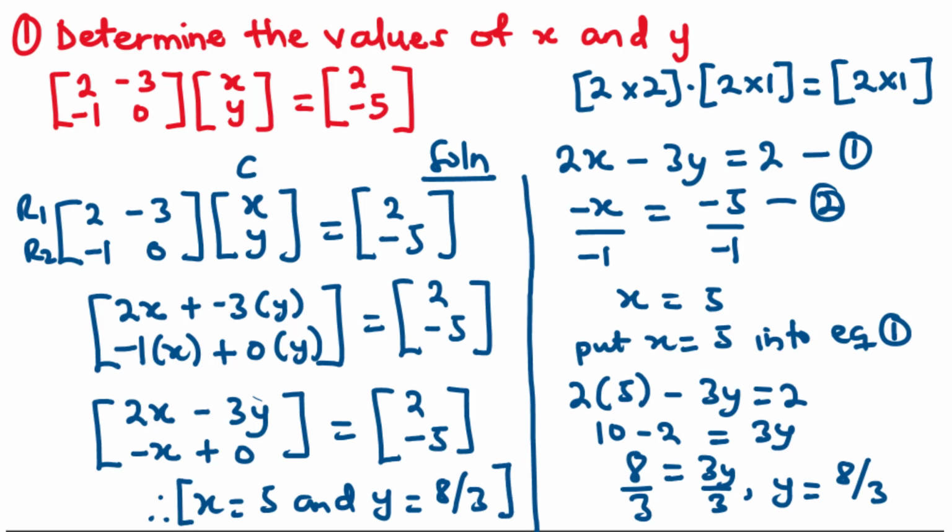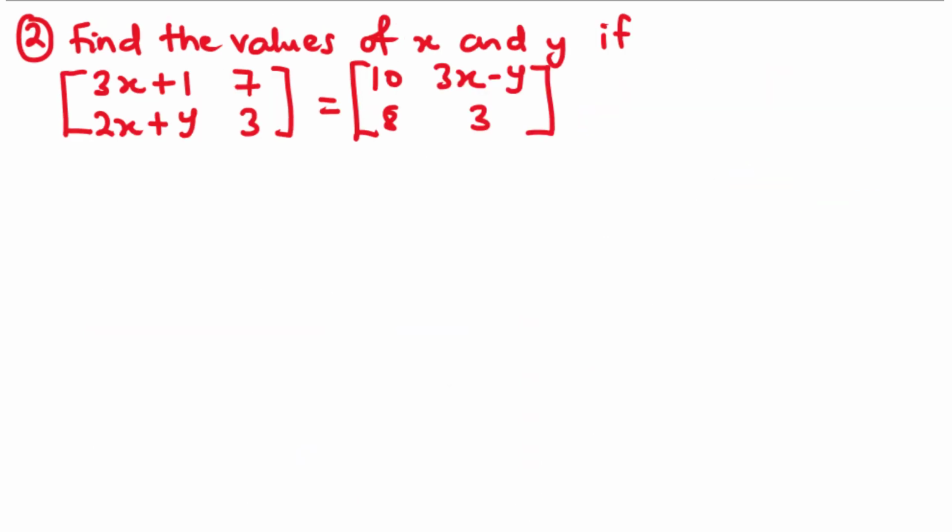Now let's solve some more examples. So for example 2, find the values of x and y if the matrix [3x + 1, 7; 2x + y, 3] is equal to the matrix [10, 3x - y; 8, 3]. Let's solve this together.